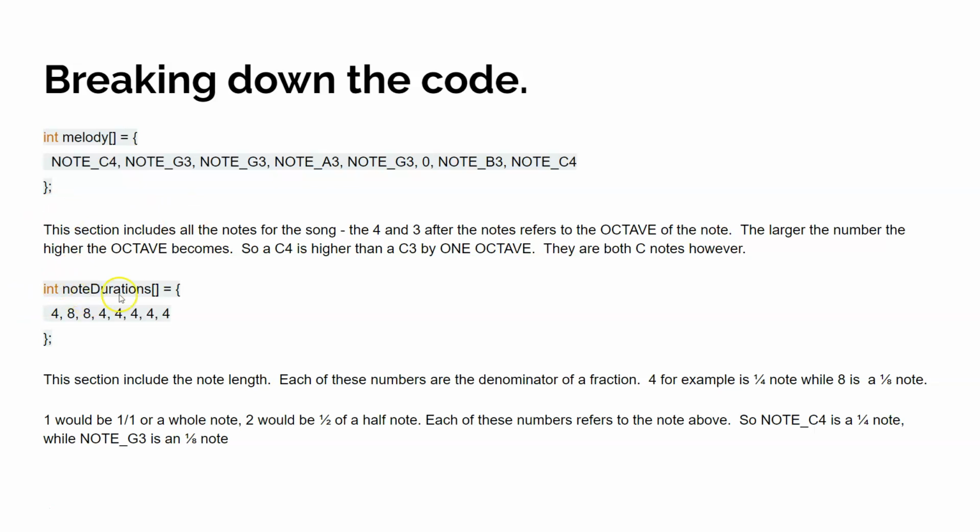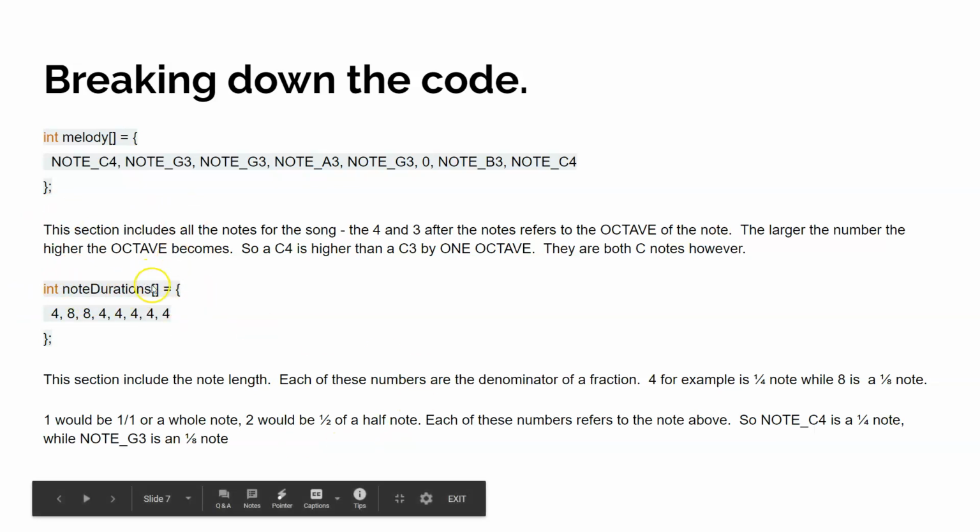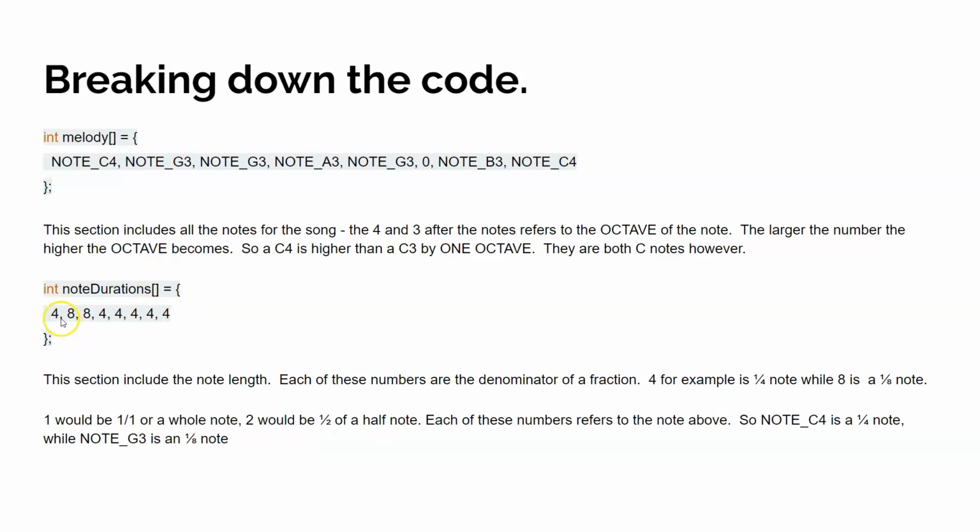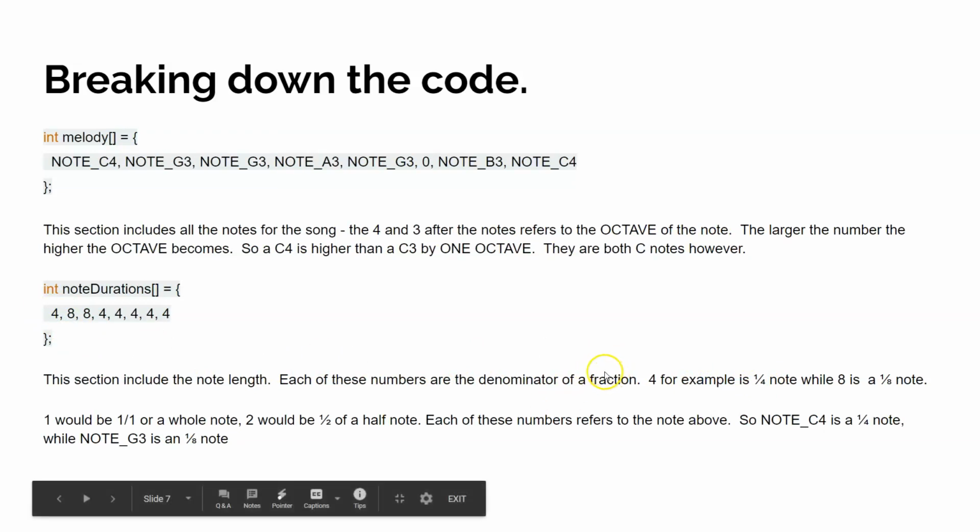In the next section, we have our note durations. And again, this is another string. And these are fractions. So this section includes our note length. Each of these numbers is the denominator of a fraction. So for instance, this 4 here is really 1/4, the denominator. So it creates a 1/4 note, while the 8 is a 1/8 note. If we had the number 1 in here, it'd be a whole note. If we had the number 2 in here, it'd be a half note.